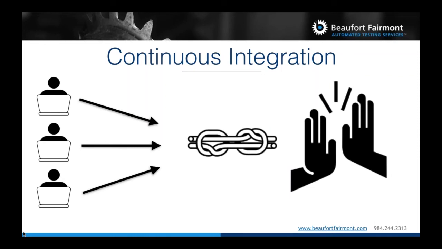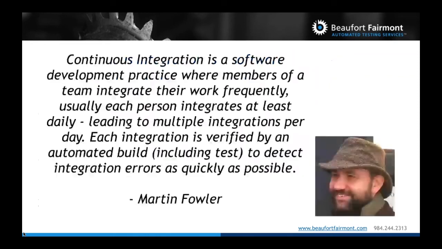This gentleman here is Martin Fowler. He's one of the original signatories of the Agile Manifesto. He's written quite a few books. He knows software engineering up and down and left and right, and he defines continuous integration this way.